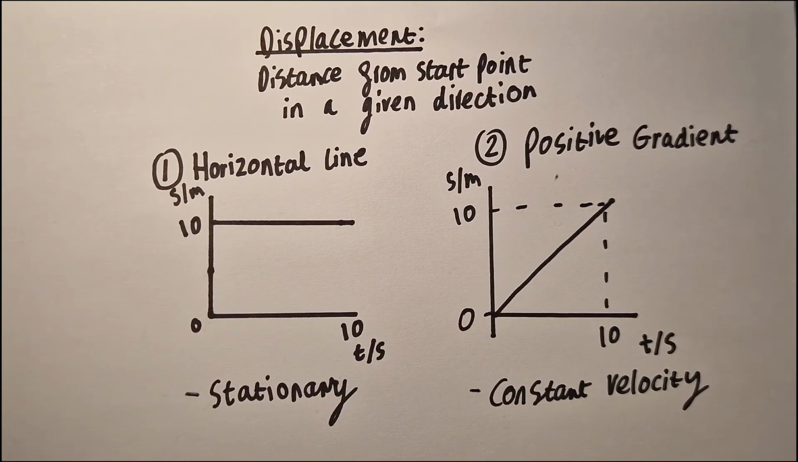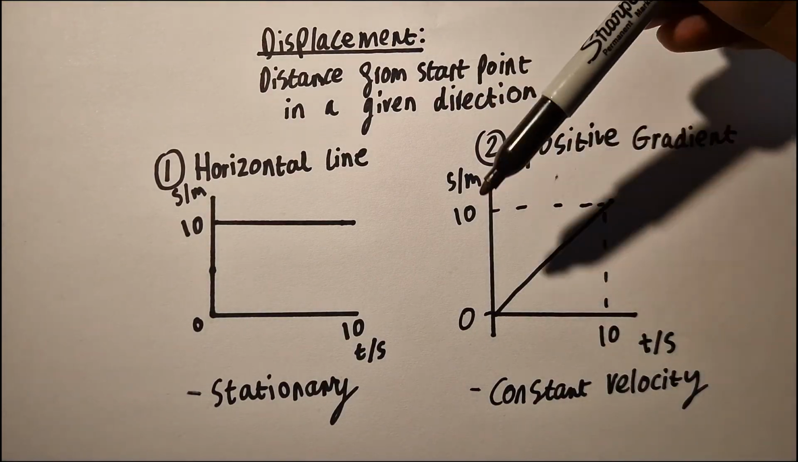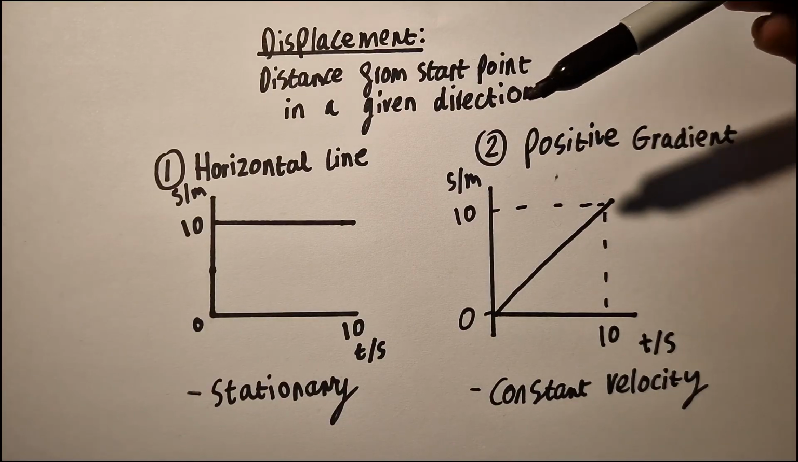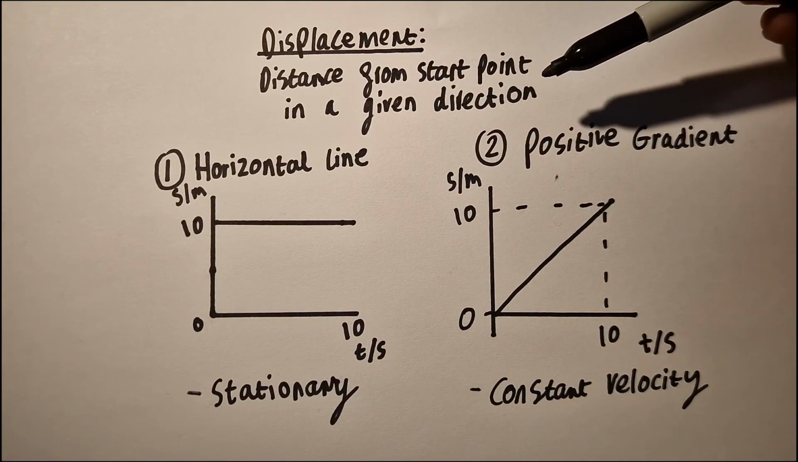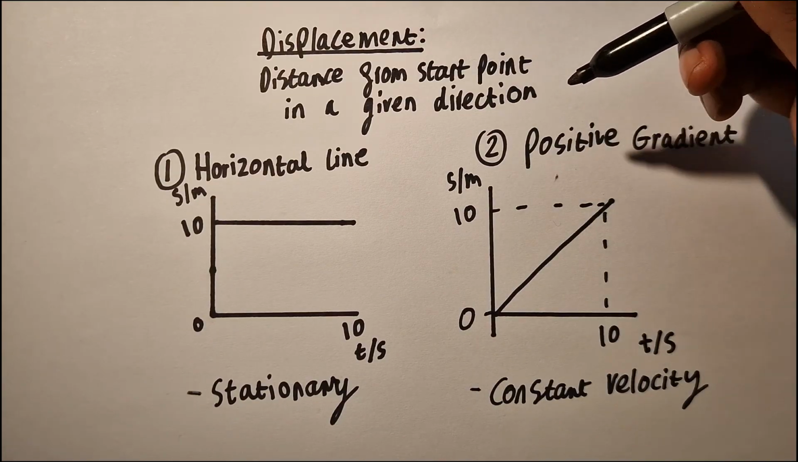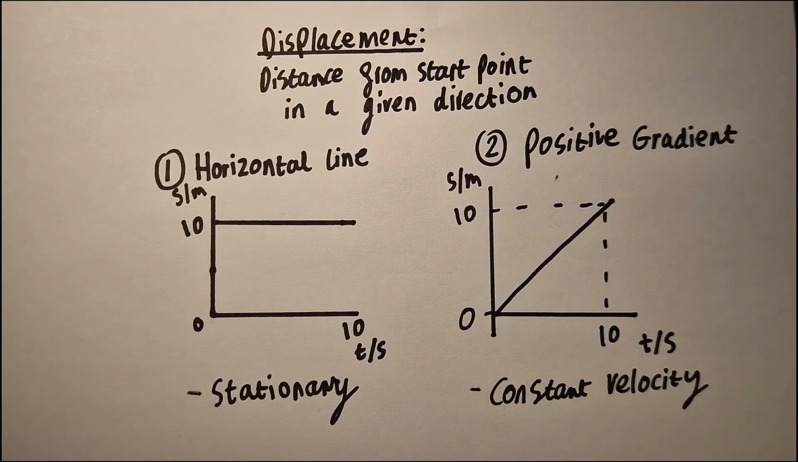Hello everyone, today we'll be going through displacement time graphs for A-level physics. Alright, let's start off by defining displacement. So, displacement is a distance from the start point in a given direction. And because it's a vector, we have to specify that it has a given direction.